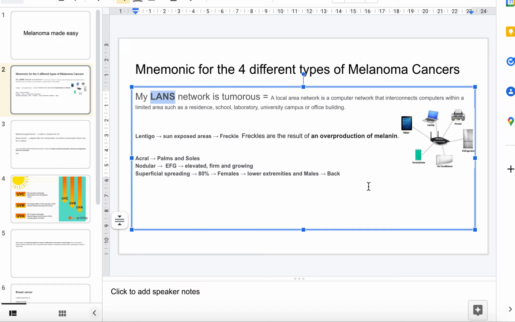And then the last one is superficial spreading type. The superficial spreading type is going to be in 80% of people. It's the most common type. So if you see anyone with melanoma, it's going to be the most common type, and it's going to be in the lower extremities in females, and in males it's going to be on the back. So you're going to see this on their back.